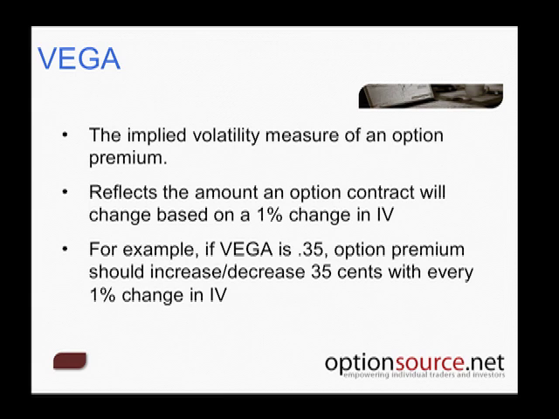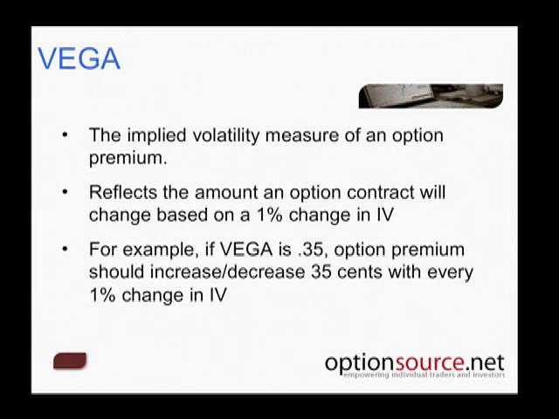So the Vega, in fact, reflects the amount that an option contract will change based on a 1% change in implied volatility. So, for example, if we have a Vega of 0.35, and incidentally, I'll show you where you can find that measure, what that means is that the option premium should increase or decrease by 35 cents with every 1% change in implied volatility.